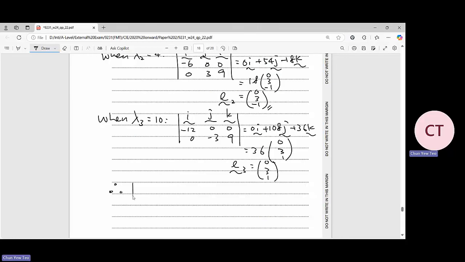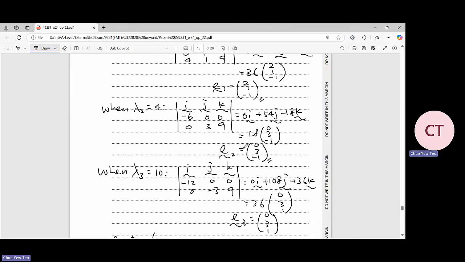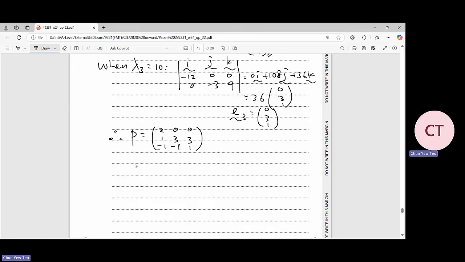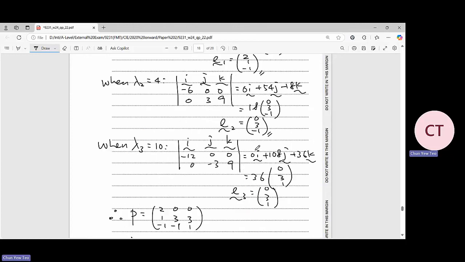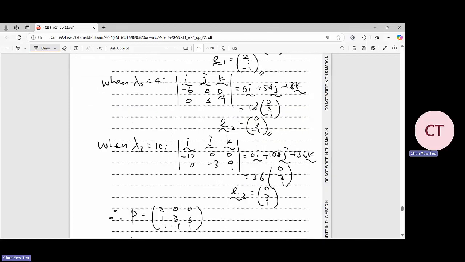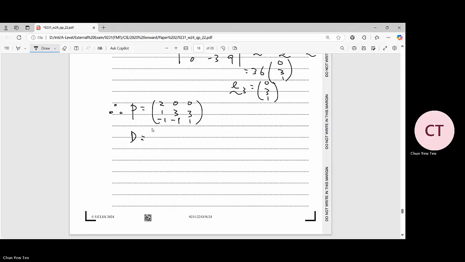So from here, I have found that P is equal to E1, which was 2, 1, negative 1, then E2 and E3. That is my P. As for the diagonal matrix D, because it's (A minus 3I) to the power 4, this one is referred to as lambda 1, this one as lambda 2, and this one as lambda 3.